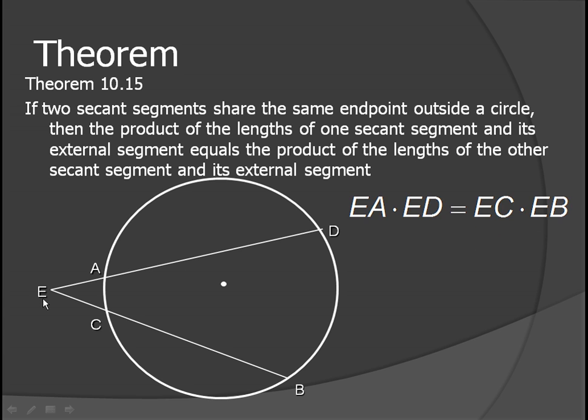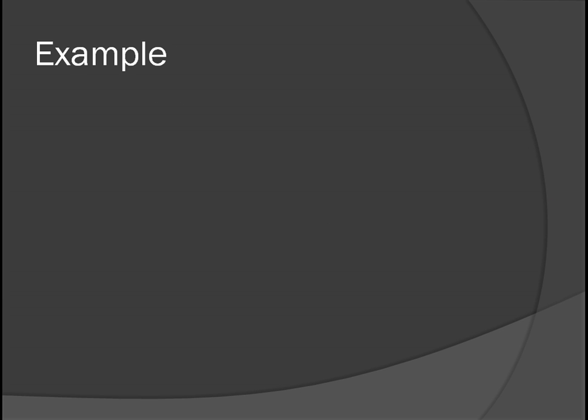What we actually see is that if I have two secant segments, this portion, the external portion, times the whole thing is equal to the external portion of this one times the whole thing. Okay? So again, outside times the whole thing is equal to outside times the whole thing. All right, let's take a look at an example.